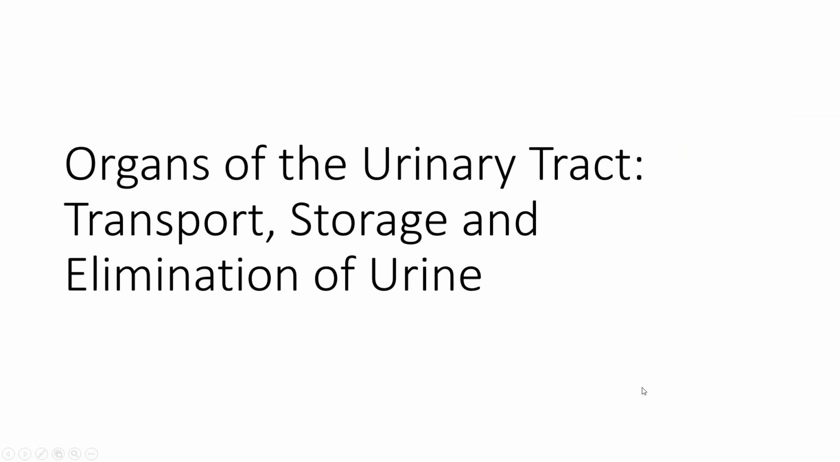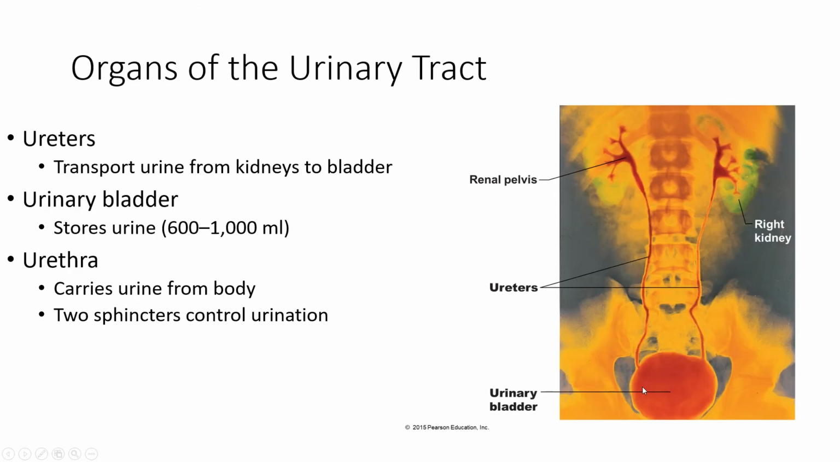So the organs of the urinary tract, which are important for transport, storage, and elimination of urine, include the ureters, which you see right here. The ureters are slender tubes that transport urine from the kidneys to the bladder. They begin at about the L2 vertebra. So this is L1, so L2 vertebra. They are also retroperitoneal, and they enter the bladder at the base.